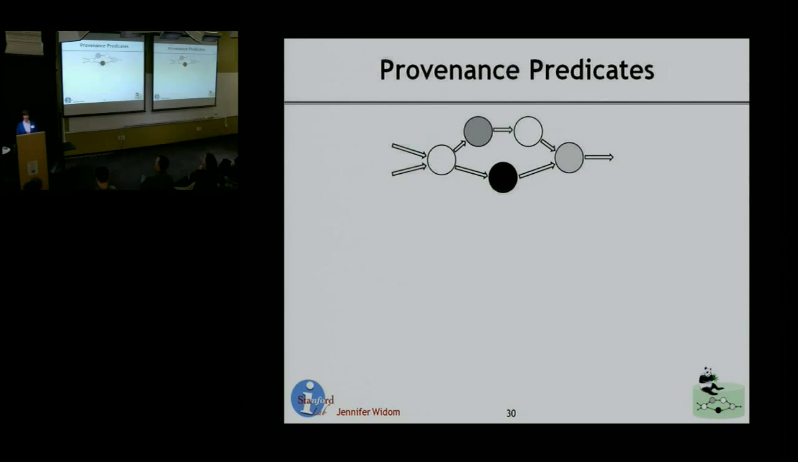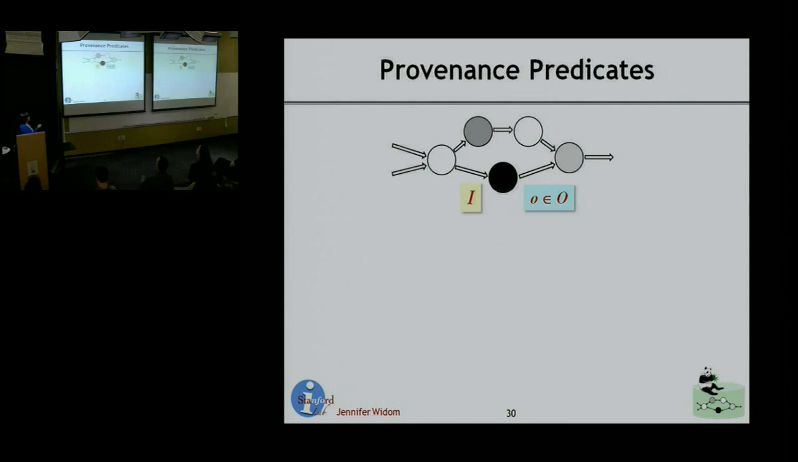All right, let's talk about provenance predicates now. And this is a kind of formal model, you'll see. So we're back to our data-oriented workflow with the different colored nodes, and let's look at just one node, and let's talk about what happens at that one node. Then we'll talk about workflows.